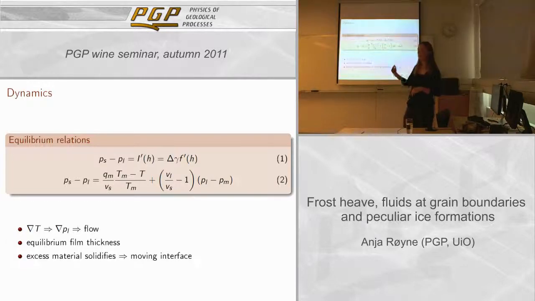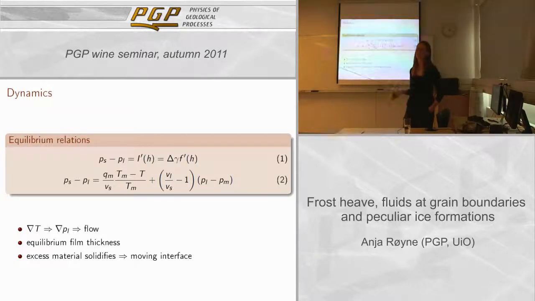And so when liquid is transported to the regions where you have lower pressure, the film becomes thicker, and then to maintain equilibrium, it has to solidify. So it means that you keep growing, and that makes it a dynamic frost heave situation.